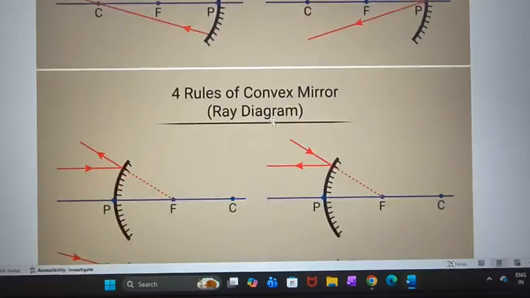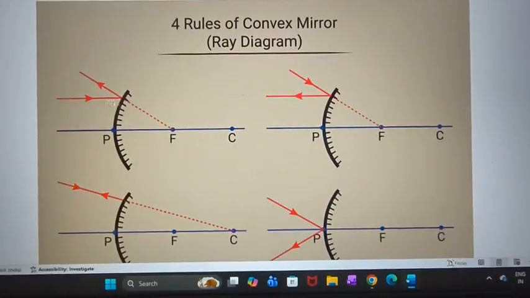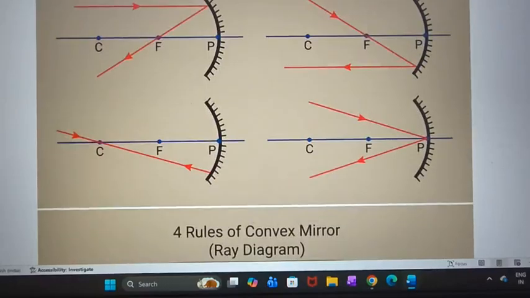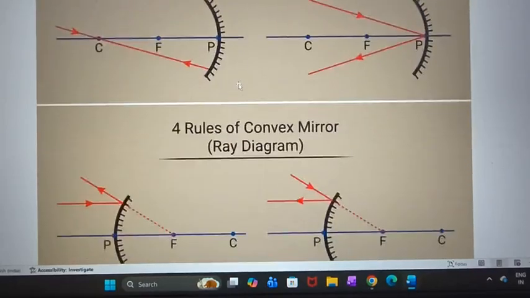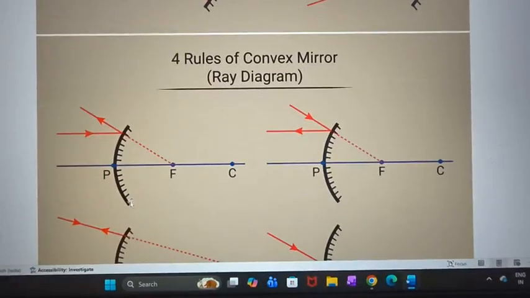It is the same in a convex mirror also, but slightly different. The bulged part should be where the reflection is taking place. Over here, the inward part is the reflecting surface. In the case of a convex mirror, it is the bulging part.